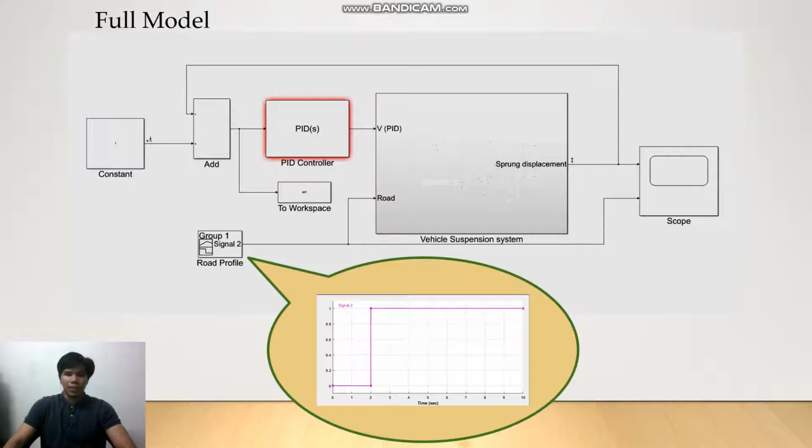And this system will depend on the road profile, and in this project the road profile is a unit step signal where the amplitude is 1.